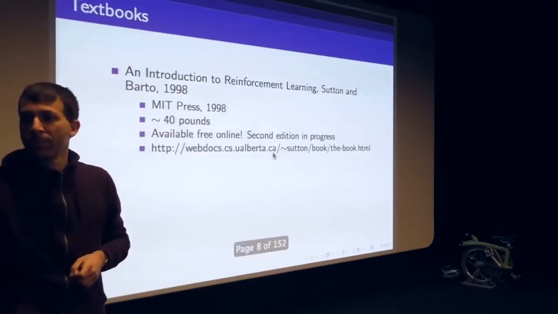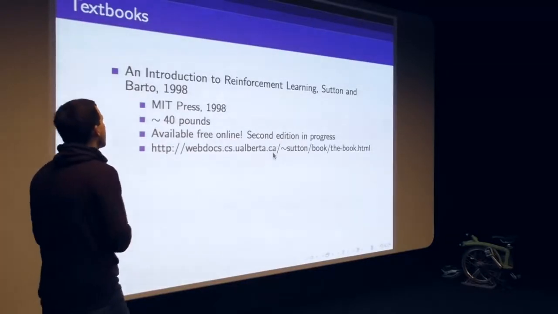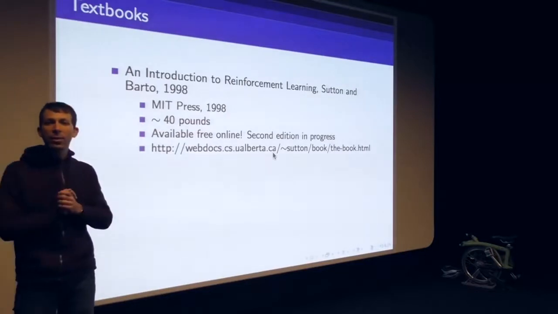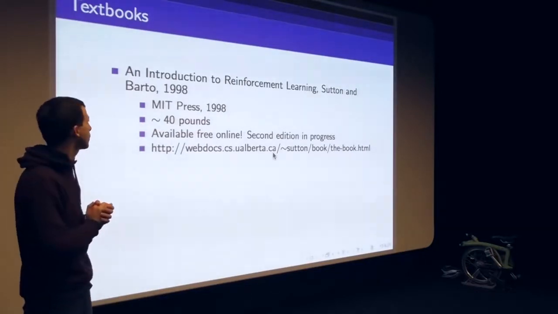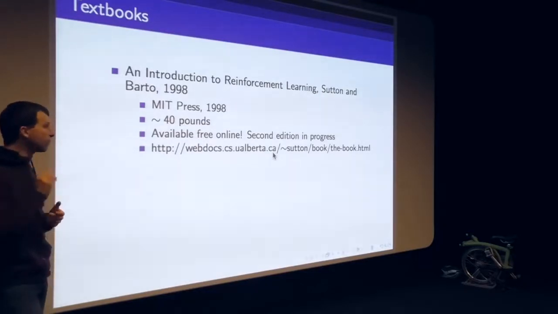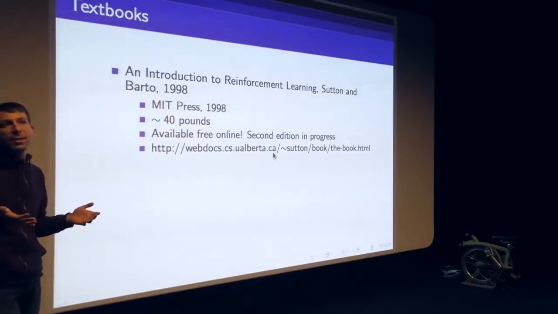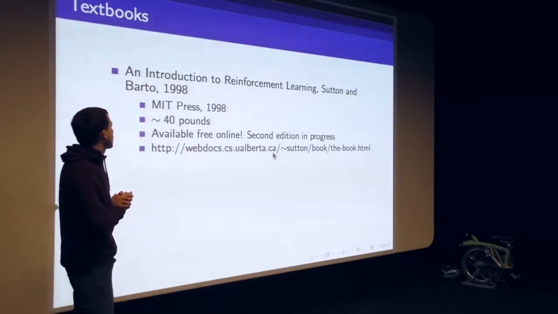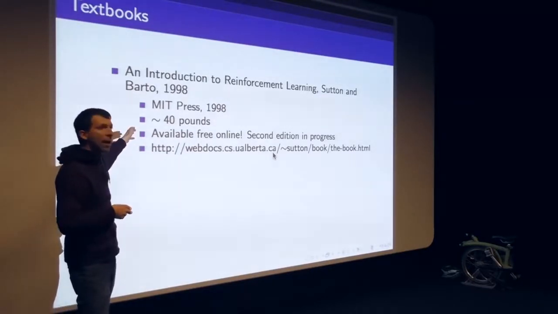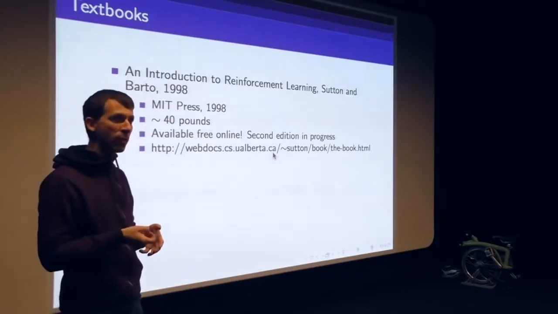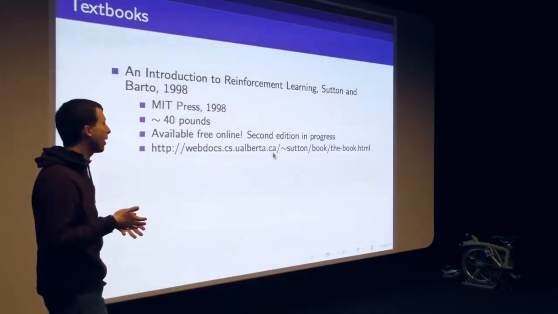Good. Okay, so textbooks. The main textbook which we'll be semi-following on this course is called An Introduction to Reinforcement Learning by Rich Sutton and Andy Barto. This book is considered the seminal textbook for reinforcement learning. It's actually available free online. And in fact, Rich Sutton is currently working on a second edition to the book, which is also available online in its current draft.